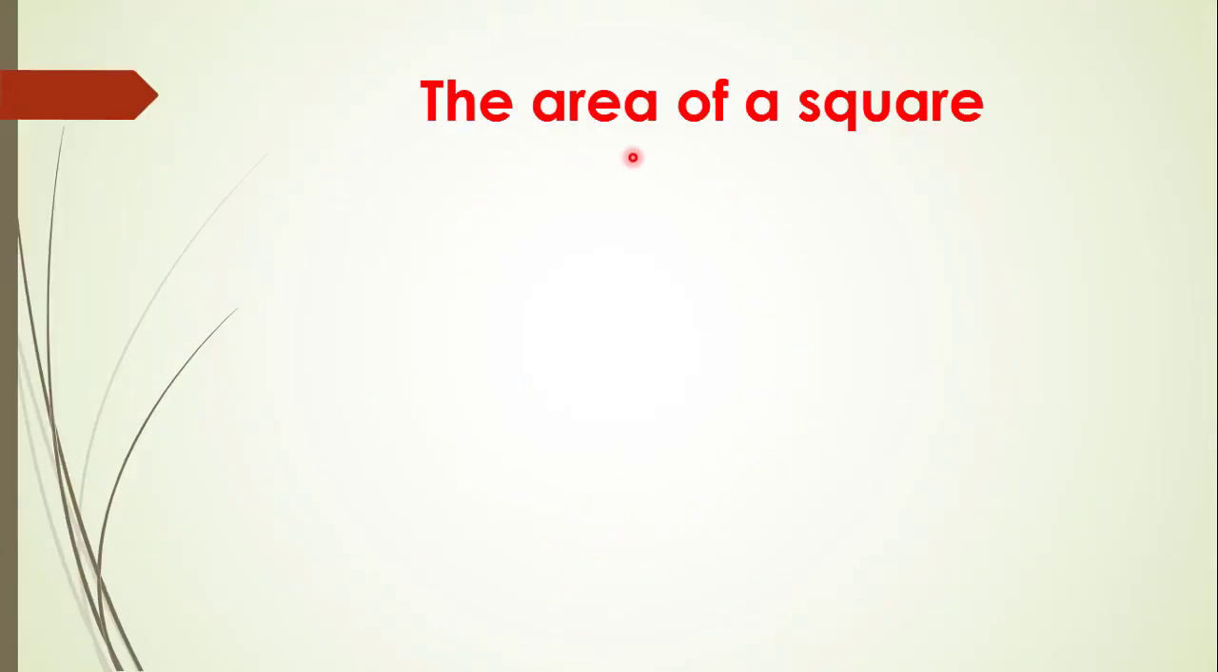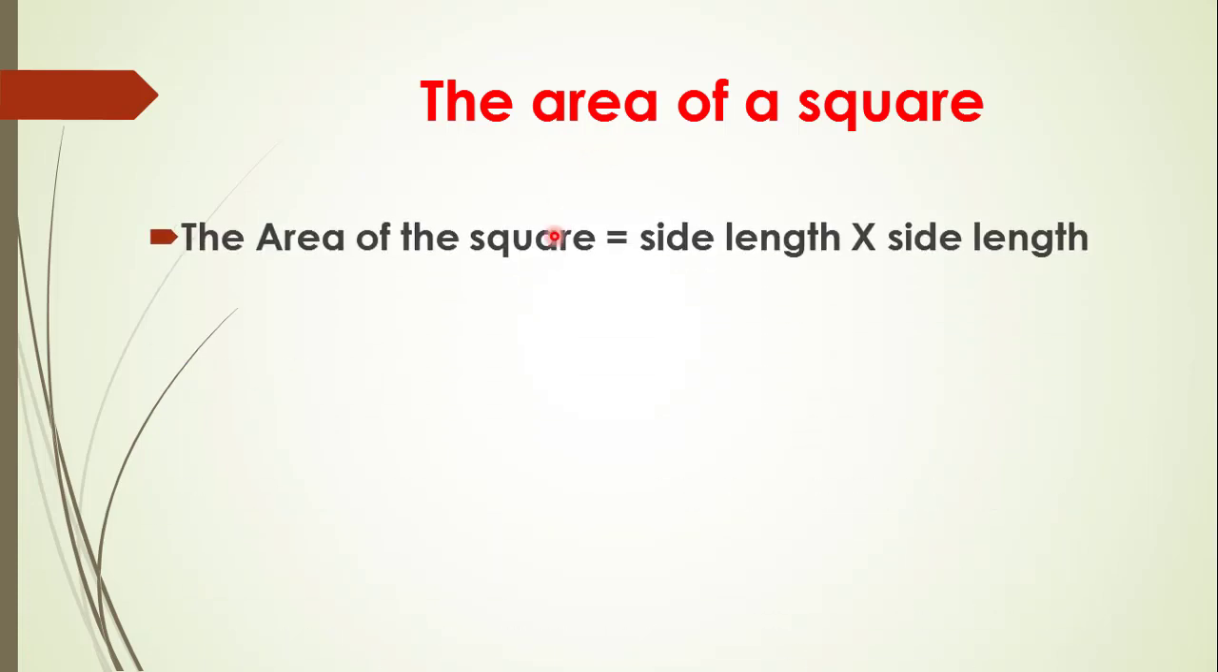Now let's talk about the area of a square. We will talk about how to calculate the area of a square. The area of a square means side length by side length. The area means to cover the shape, inside the shape. But the perimeter means the length around the shape.